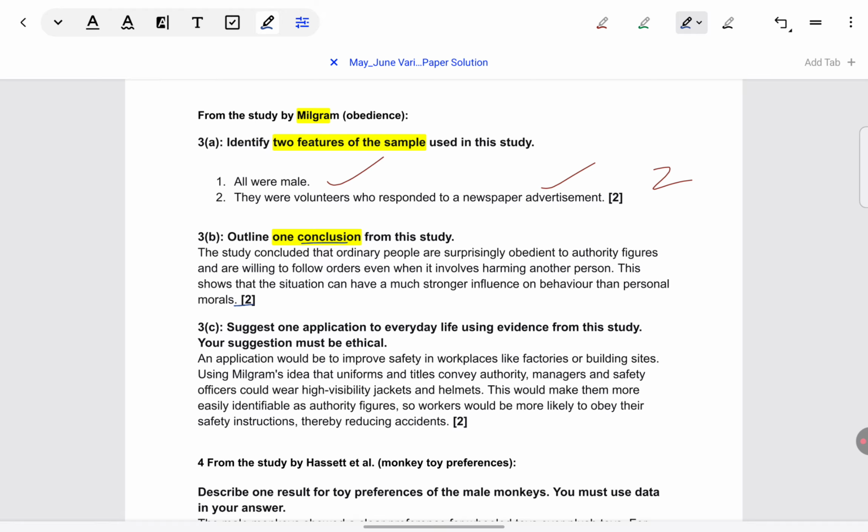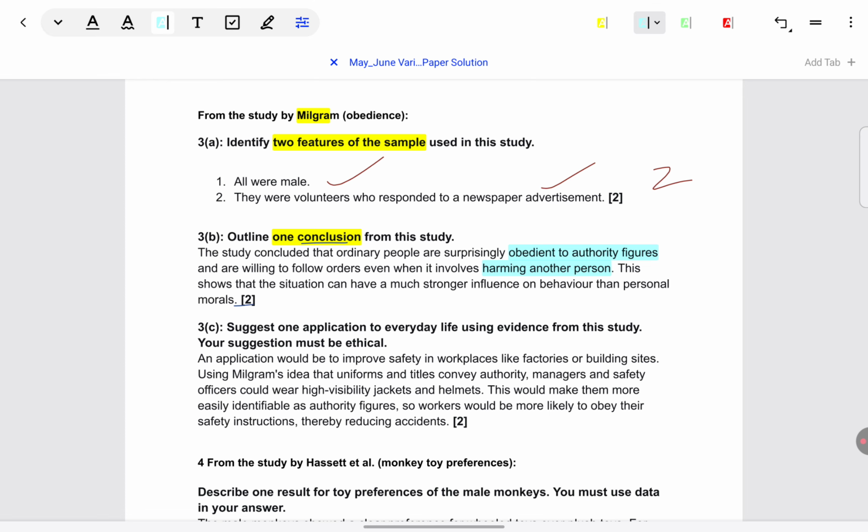Like here, for example, you can see the model answer says the study concluded that ordinary people are surprisingly obedient to authority figures and are willing to follow orders when it involves harming another person. If instead of this you write that 26 out of 40 people administered the full 450 volts of shock, that's very specific to this study. That instance of how people are being obedient applies only to Milgram. That's not a larger inference that we can draw from this study. So it does not count as a conclusion, it counts as a result. If written in a conclusion answer, it gives you 0.